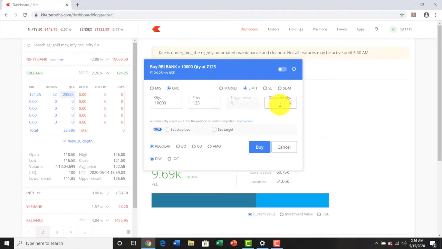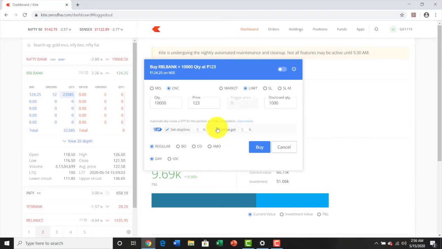Again, I can set the disclosed quantity here. Let's say I set the disclosed quantity at 1000. It means that I will acquire the first 1000 at 123, then another 1000, then 1000, then 1000, till I get 10,000. Simple. Again, I can set my stop loss and my target here. I don't know if I've told you this, so I'm going to repeat it: GTT will stay for a whole year.